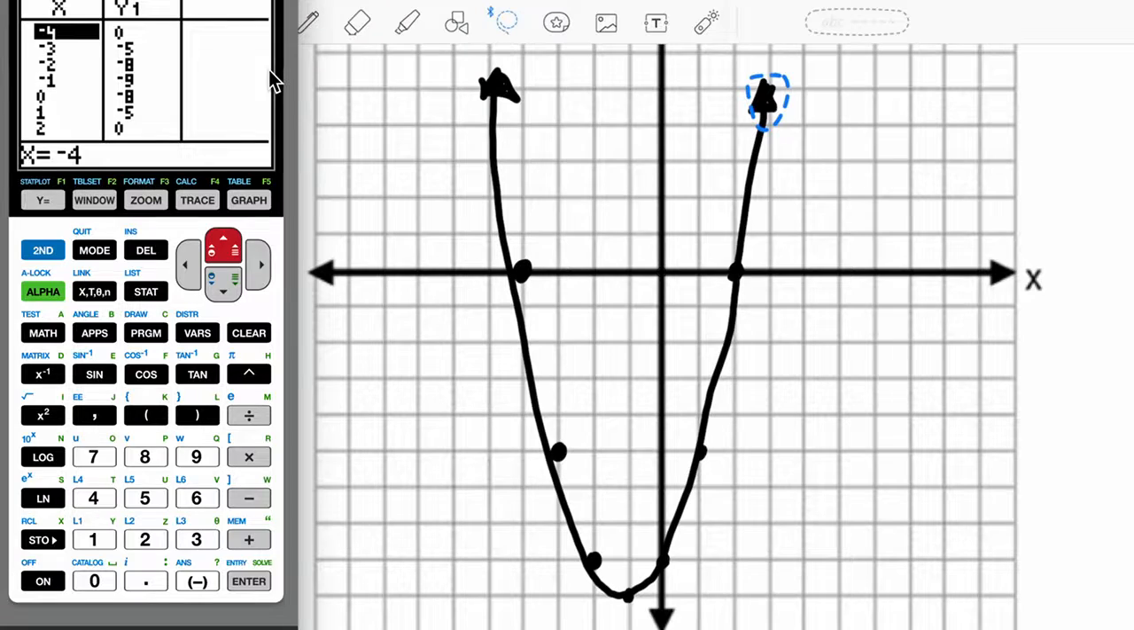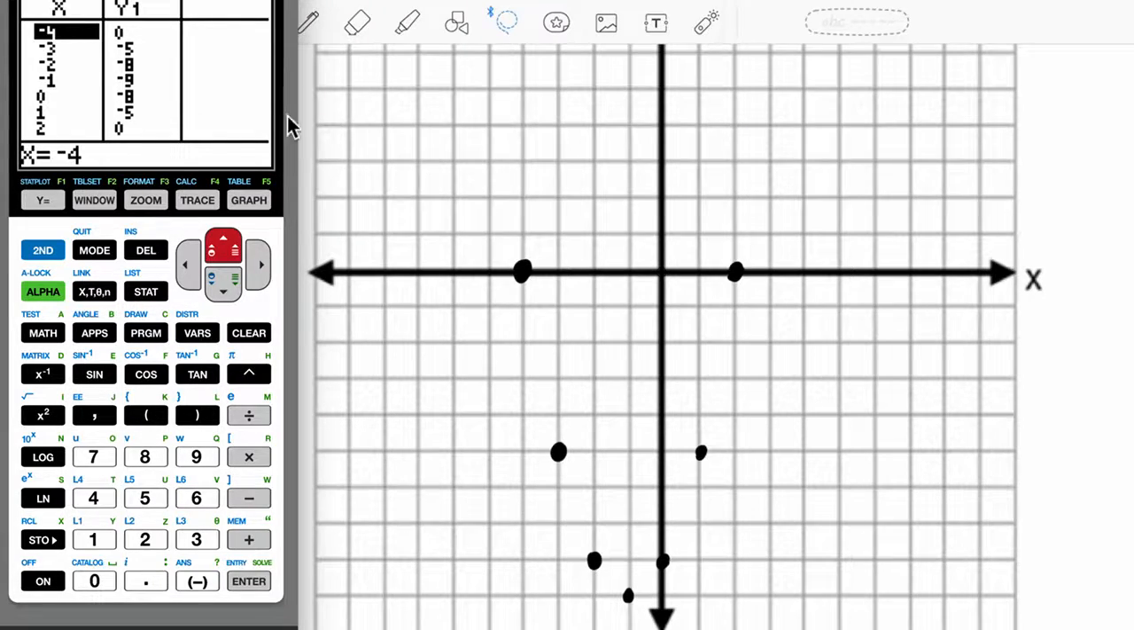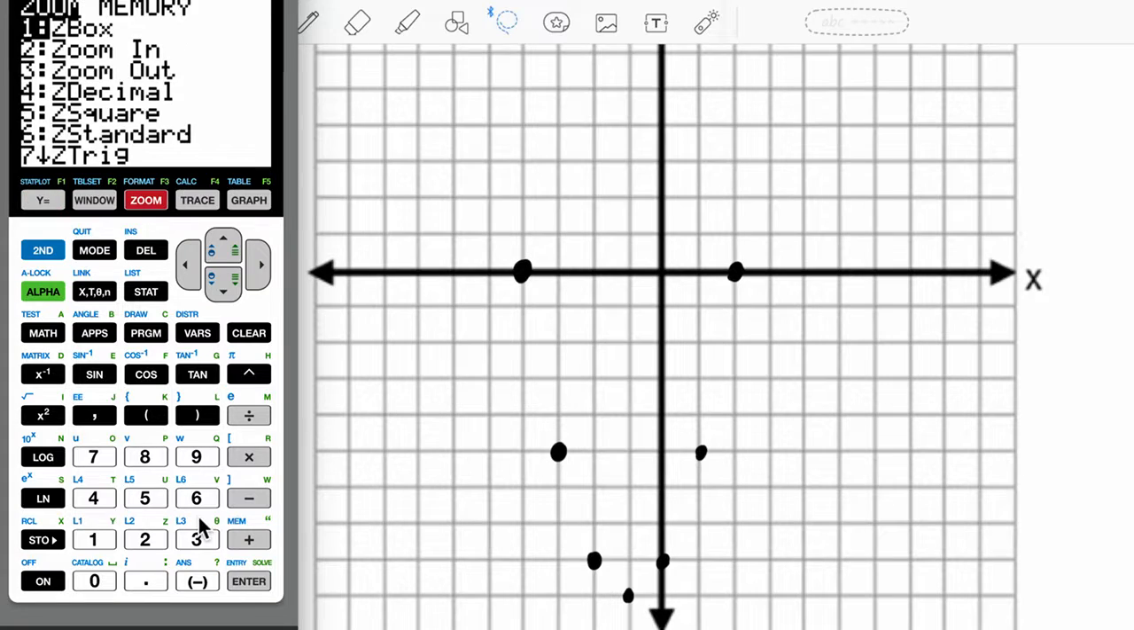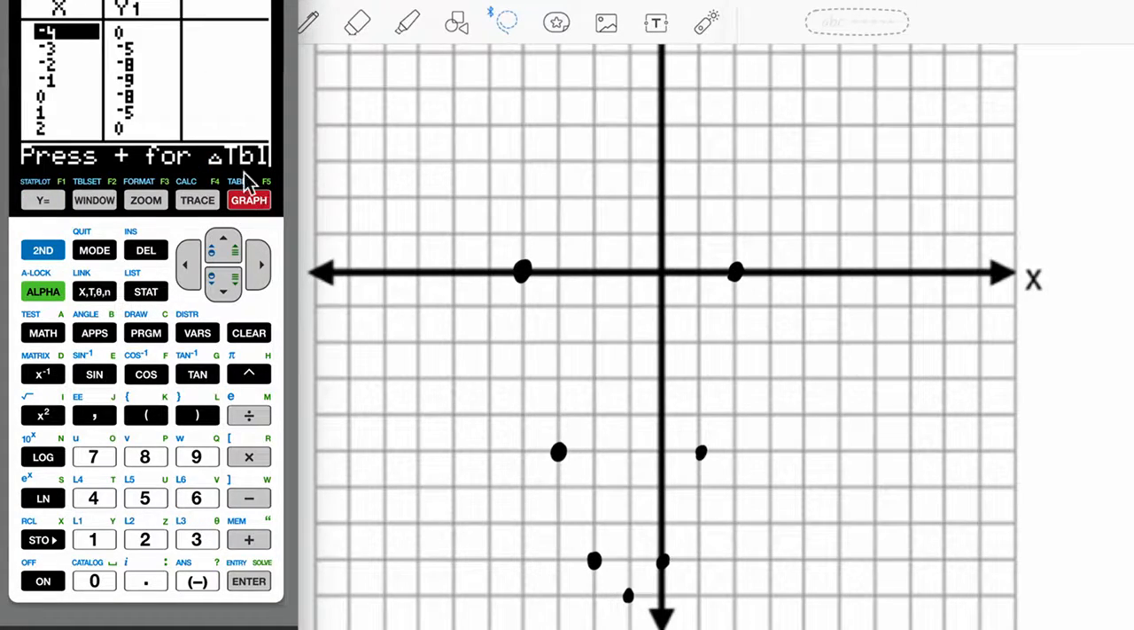Can you just repeat that? What do we put in the graph again to get that? What was it? So you're going to hit y equals, type in the equation, then zoom 6 to look at the picture, then second graph to get the table.